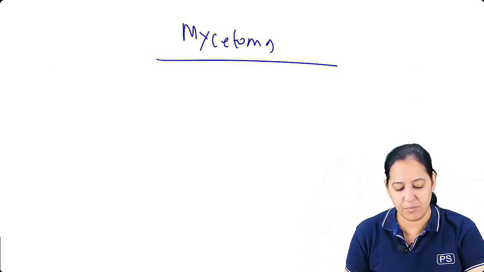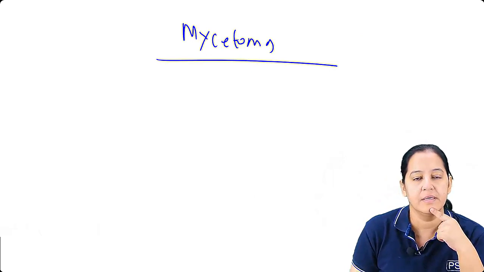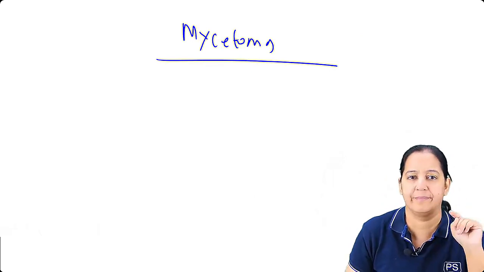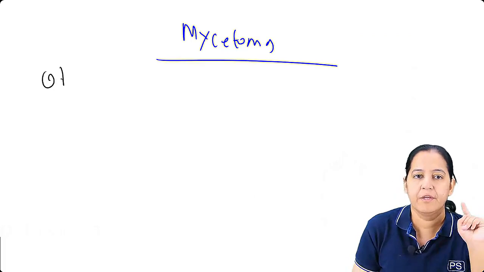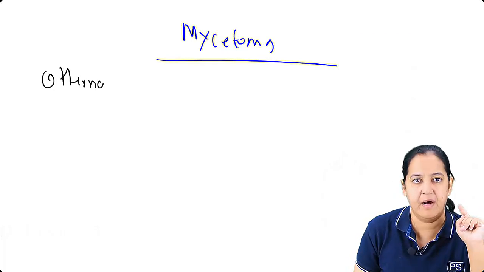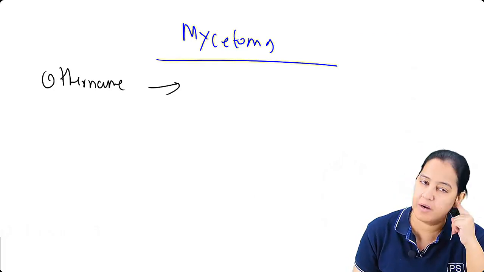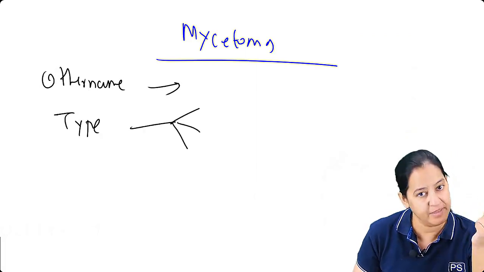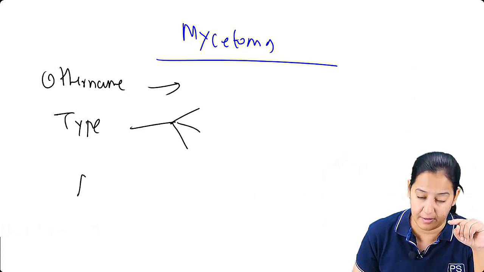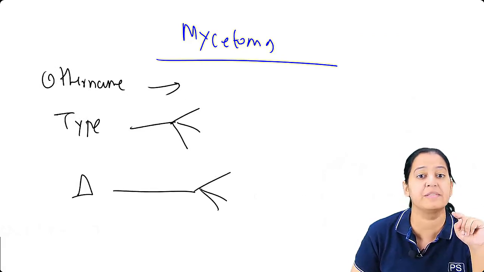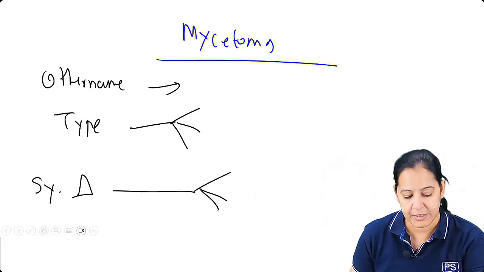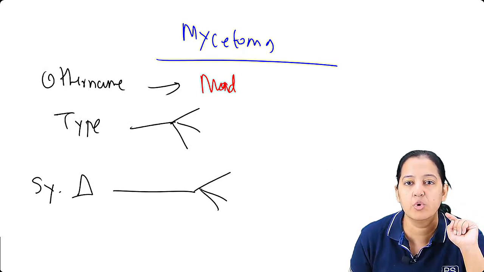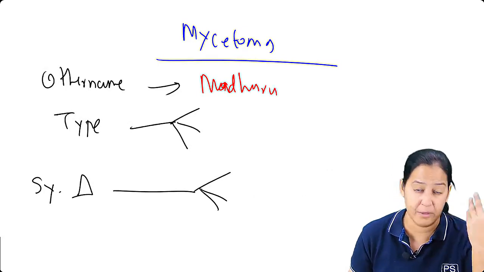So in mycetoma, you have to first learn the three types. In the introduction, learn the other name, number one. Number two, tell me the three types with their causative agents. Number three, tell me the triad, meaning the triad of symptoms. So the other name is Madura foot or Madura mycosis.